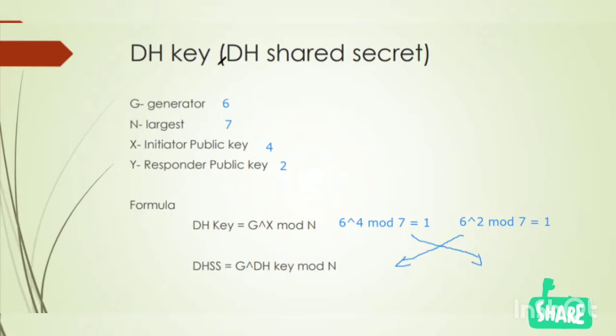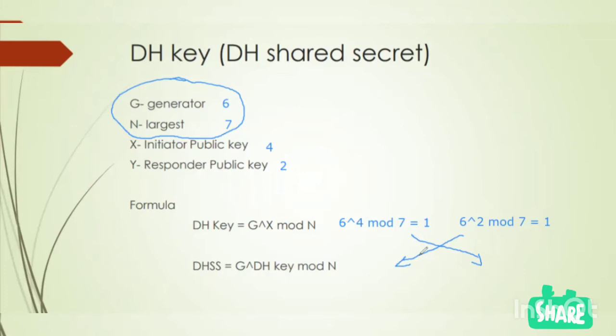Basically these values will be shared publicly. The G and N values are public values, so everybody will know them. But the X and Y values are maintained secretly by the initiator and responder. They won't share these values. Now the initiator sends its DH key, which is 1, and the responder sends its DH key, which is 1. So now they have shared their DH keys.